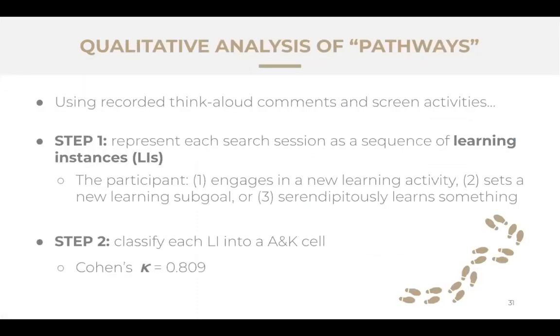Okay. And so then we did a qualitative analysis of these pathways where we said, okay, we're going to represent the search session as a sequence of learning instances, and we're going to classify each learning instance into a cell in the taxonomy. And of course, when you do something like this manually, you have to measure agreement to be able to convey that the process is reliable.